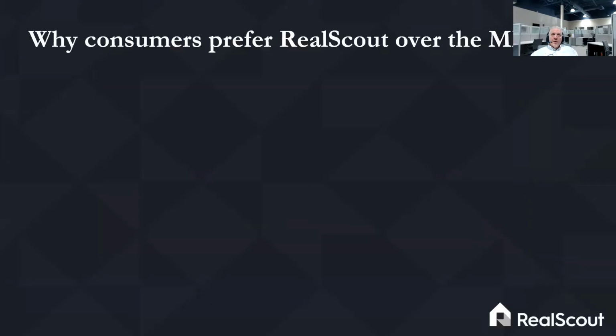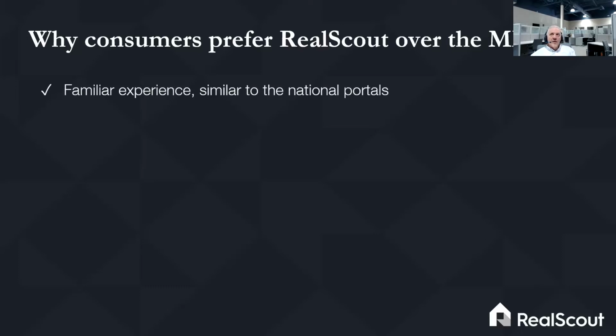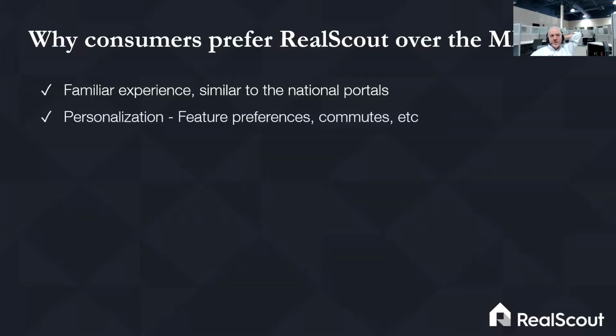Okay. Let's talk about why consumers prefer RealScout over the MLS and the other parties, so Zillow and Realtor.com. It's a familiar experience. It's going to be very similar to the national portals like Zillow, Realtor.com, and Trulia. It's personalized. It has feature preferences. You can put in things like your commute distances, and search based off of those commutes.